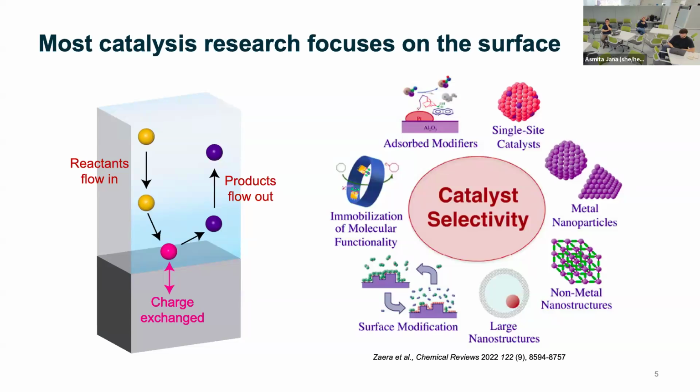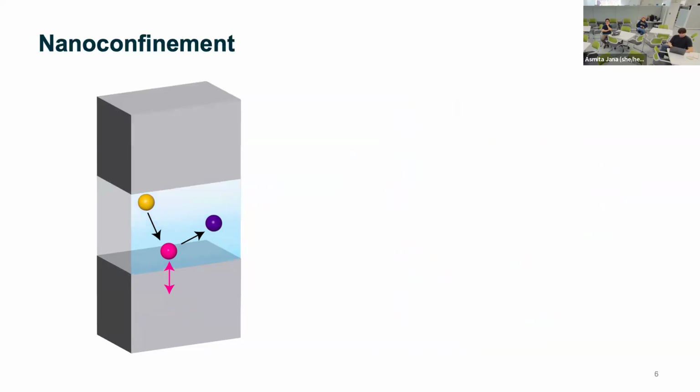So these are all the different ways in which the surface can be modified, and that is not what I'm going to be talking about today. I'm going to be talking about not modifying one of the components of the electrocatalytic system. Rather, I'm going to be talking about modifying all of the components in the system. How I do that is basically the second part of my research talk, which is nanoconfinement.